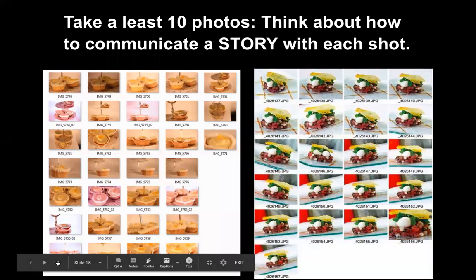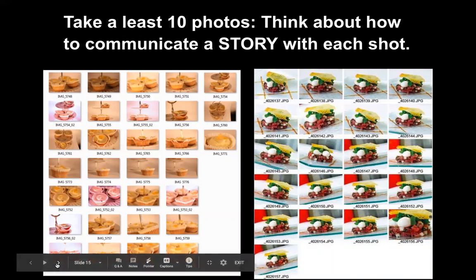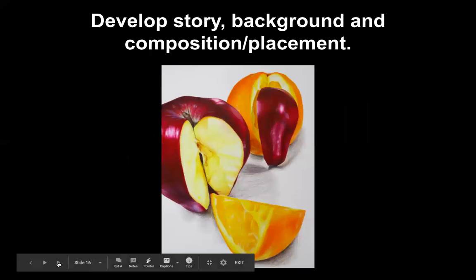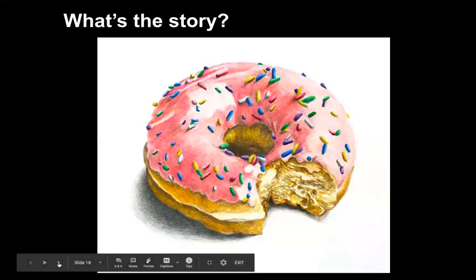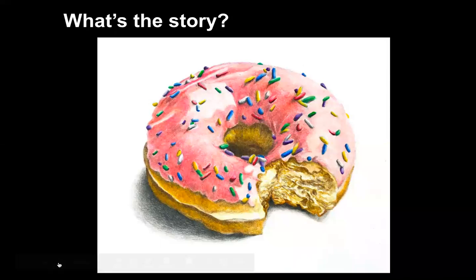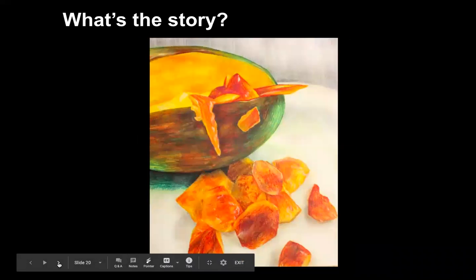Think about how you're going to communicate that story in each shot that you do. Make sure you develop your story, background, and your arrangement or composition. What's the story? This one's kind of funny. This was in class. This was a mango someone cut up, and then they wanted to make it look like they're spitting food out of their mouth.